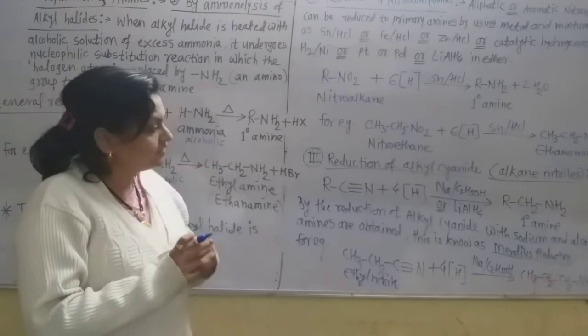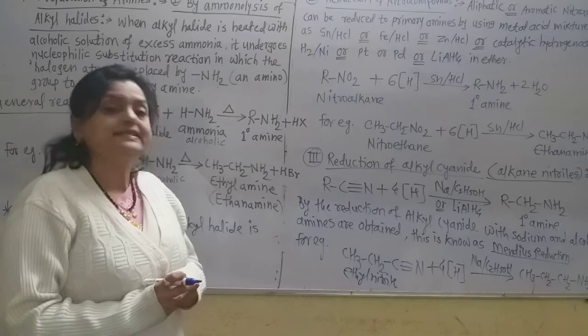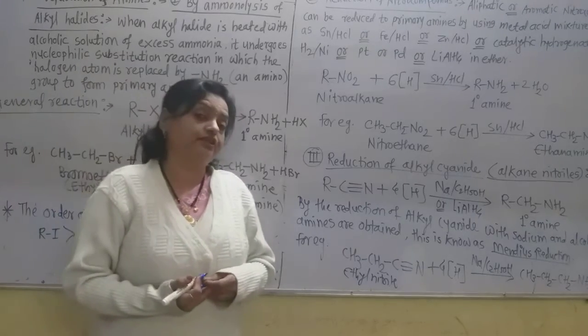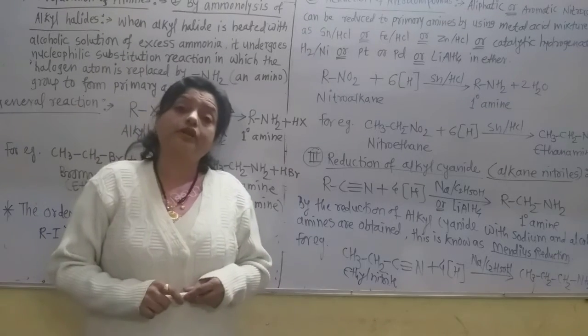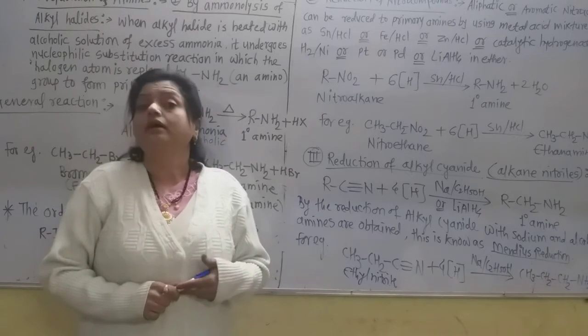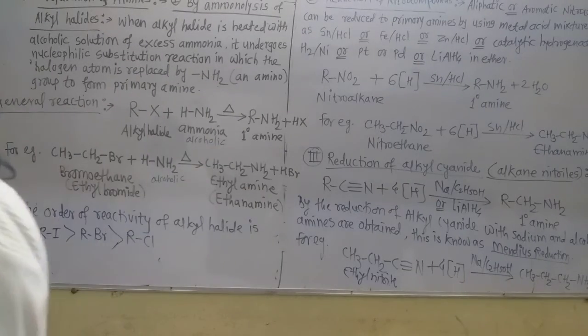Now see, in this reaction the alkyl cyanide with sodium metal and alcohol gives the primary amines, and this reduction is called the Mendius reaction. These are the 3 important preparation methods for the formation of primary amines only. Now, let us see which is the 4th method.